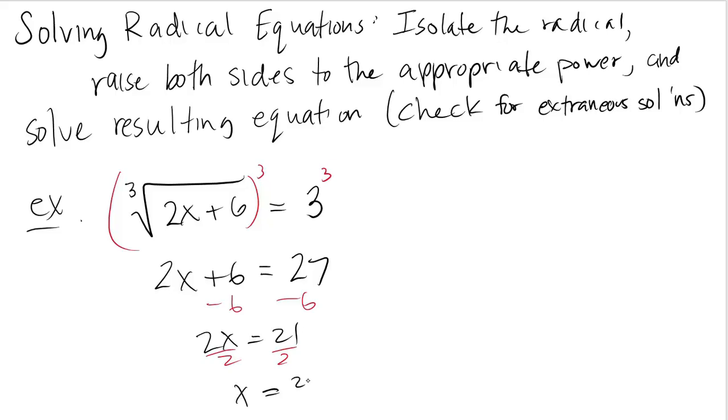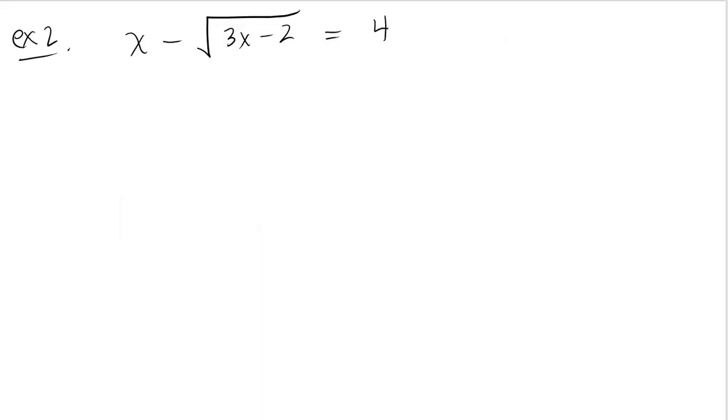Then I get x equals 21 over 2, or 10.5. And that's our solution. I know I said you need to check for extraneous solutions, and we should always check our answers. But you don't really need to check for extraneous solutions when you raise both sides to an odd power. It's when you raise both sides to an even power that you need to be careful. Like in this example.